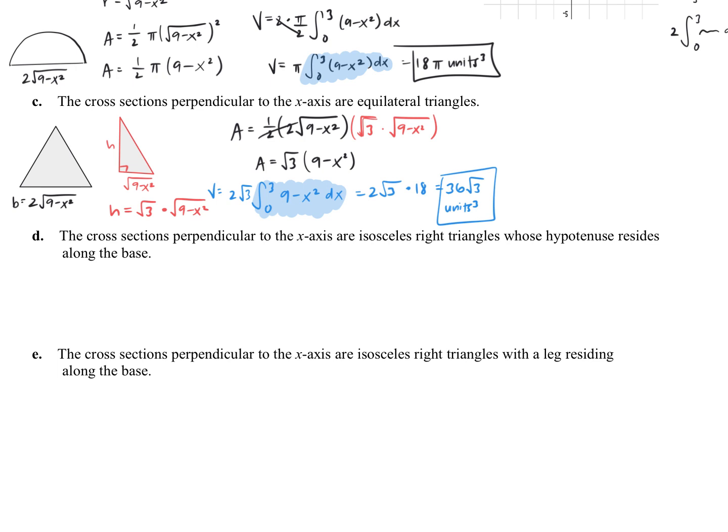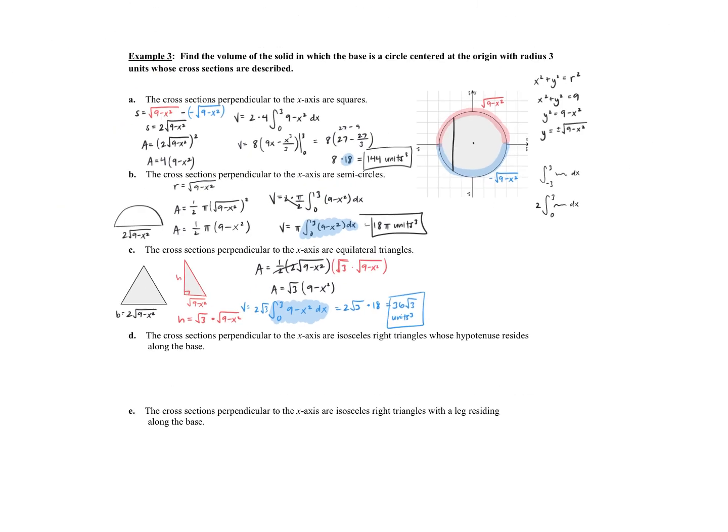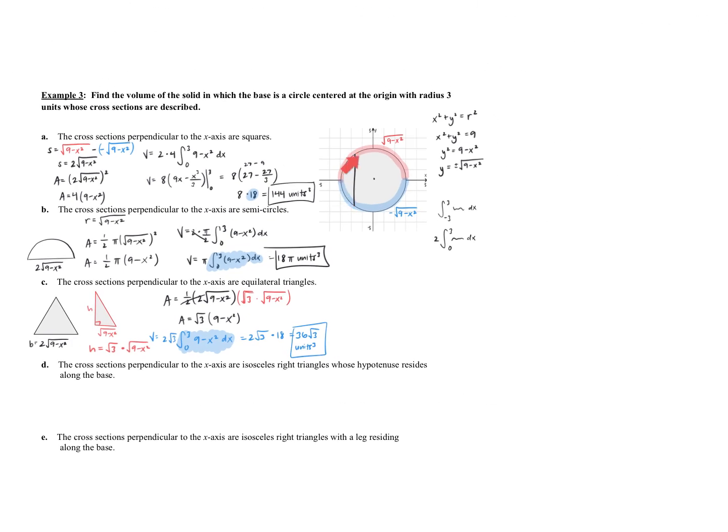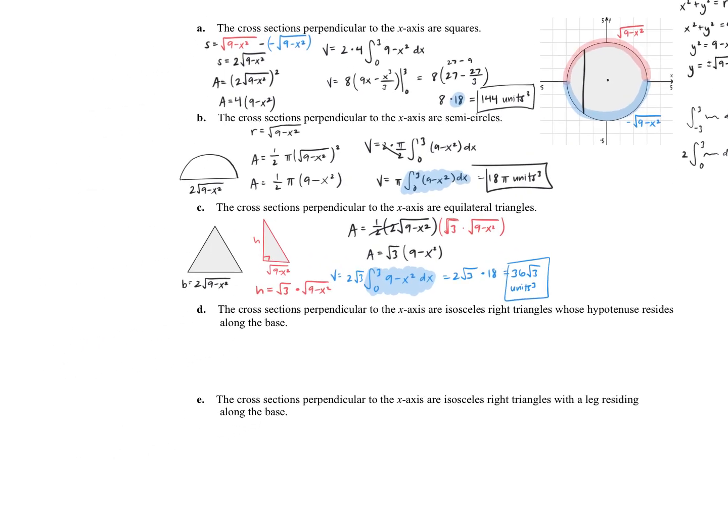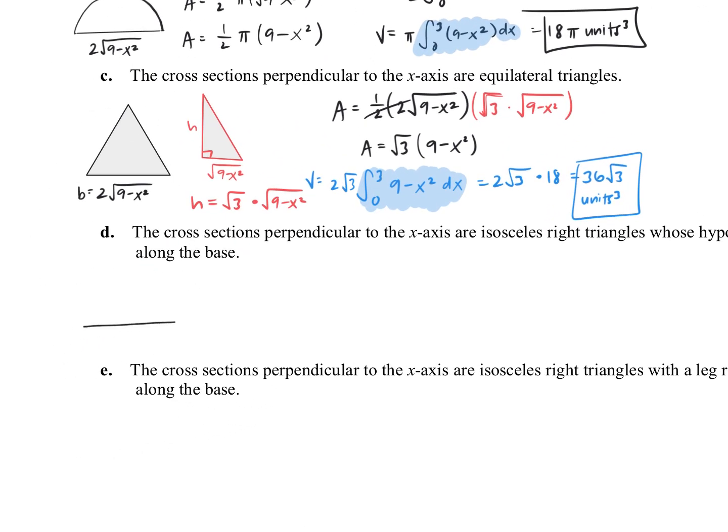So now, example D says the cross-section perpendicular to our x-axis is an isosceles right triangle whose hypotenuse resides along the base. What does that mean? So if I go back to this picture, this black line right here means that my hypotenuse is going to be on that line, and then I'm going to have my isosceles right triangle come out of the page. Okay? So if I were to draw a picture of that right triangle, this is my base, and then I've got my isosceles piece. Pretend this is isosceles where these are equal to each other.